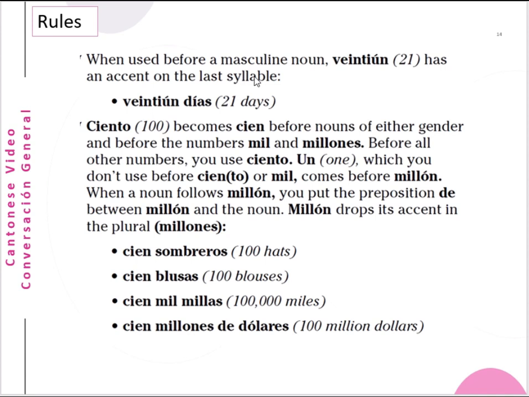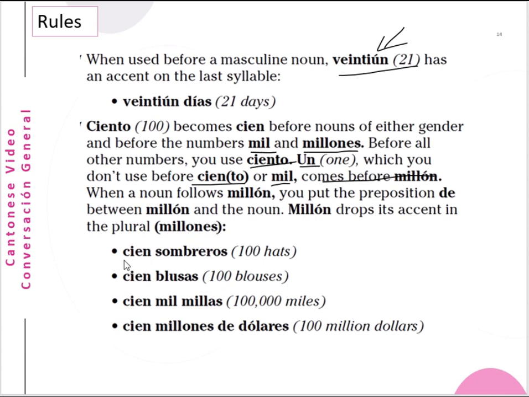Rule number 4. When used before a masculine noun, the word veintiuno becomes the word veintiún, which has an accent on the last syllable. Veintiún días, 21 days. Ciento, 100, becomes cien before nouns of either gender and before the numbers mil, thousand, and millones, million. Before all other numbers, you use ciento. Un, which you don't use before cien or ciento or mil, comes before millón. That means un comes before million, not mil or ciento. When a noun follows million, you put the preposition de between millones and the noun. Millón has an accent in the plural form millones.